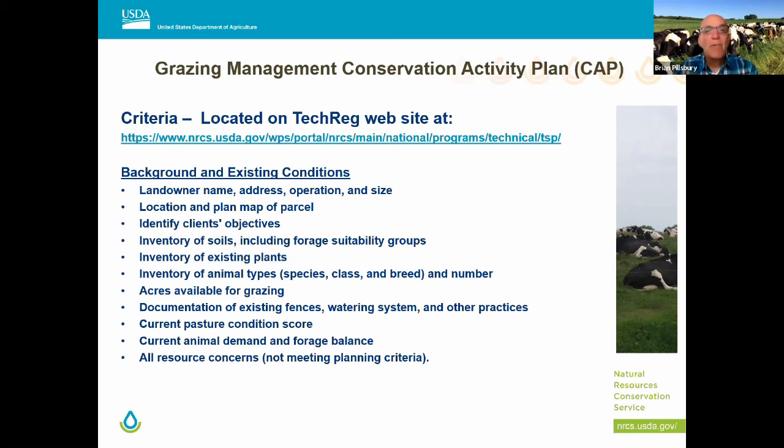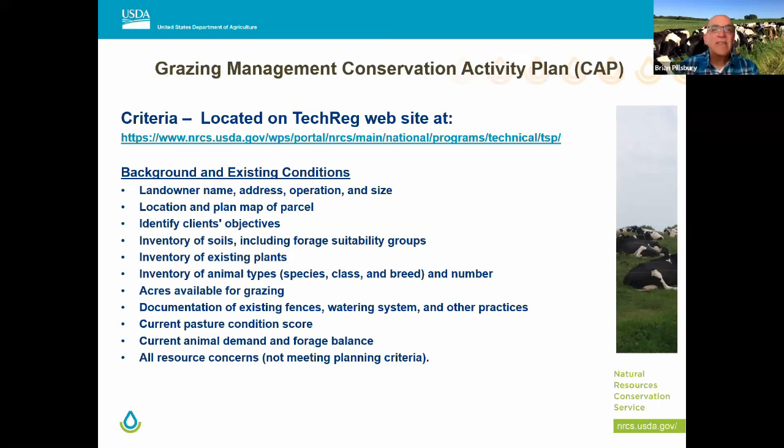You need to have an inventory of what plants are existing, the animals that the producer has, and the number of the animals the producer would like to have. So if the producer doesn't have many animals now, but would like to have a grazing plan for a certain number of future herd size, you would have that in there. The acres available for grazing, so the land that could be used for grazing with the proper animals, a documentation of what's already existing there, what fences are existing, what watering systems there. So right now, and then a pasture condition score.